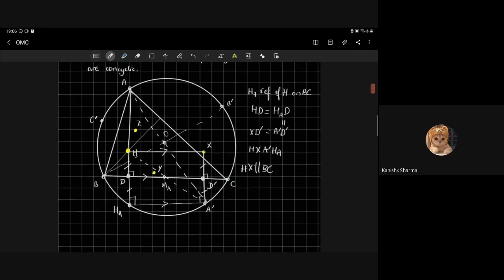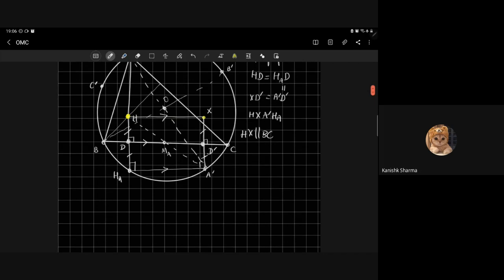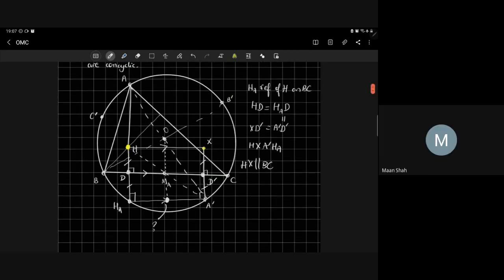Yes. So for now, we'll remove Y and Z from the picture. I mean, they're not doing anything. Okay. Now, if you drop a perpendicular from O to H sub A A prime, what is this point? Midpoint. This is the midpoint of H sub A A prime, correct?